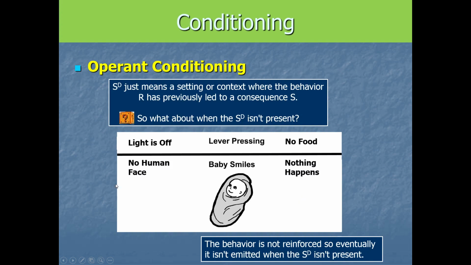That means in this situation, the behavior isn't going to get reinforced. It's not going to get rewarded, basically. So eventually it won't be emitted when the discriminative stimulus, the light or the human face, isn't present anymore. So the rat will learn not to press the lever when the light is off. The baby will learn not to smile as much when there's no human face around.